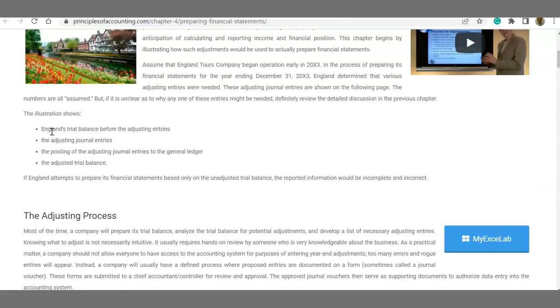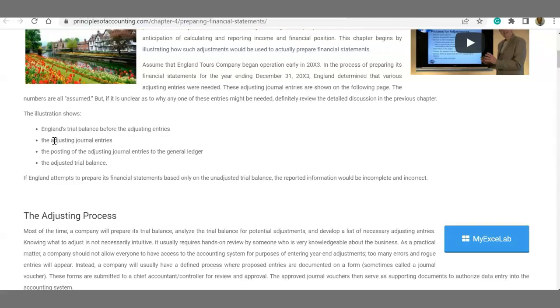Here it says you need to create a trial balance before the adjusting entries, to look at the existing balances of every single account. And obviously also make sure that at the bottom of the trial balance, the debit side and credit side are equal. Then you will start doing adjusting journal entries.